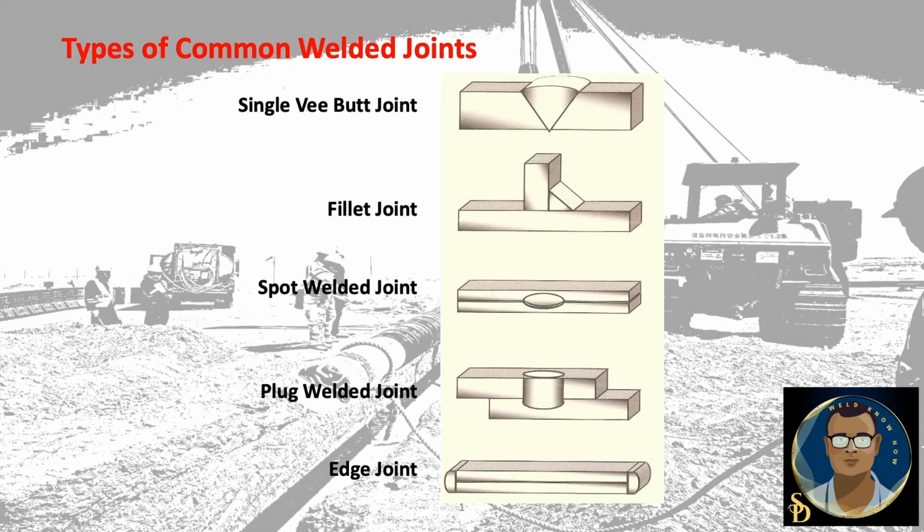In this slide I have shown some of the types of common joints like single V-butt joint, fillet joint, spot welded joint, plug welded joint and edge joint. This is actually the types of weld.